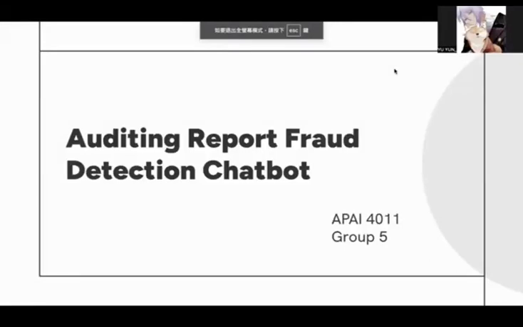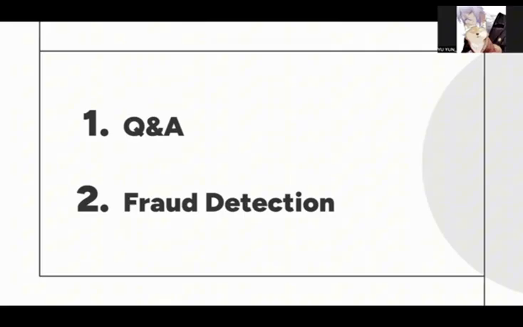Good afternoon, everyone. We are Group 5, and our project is focused on developing a chatbot for online auditing and accounting. Our team has categorized the chatbot functionality into two main areas. The first is the general Q&A feature, enhanced with precise targeting and diverse search capabilities. The second is a unique fraud detection feature, which sets our chatbot apart from others in the field. Let me begin by discussing our Q&A functionality.